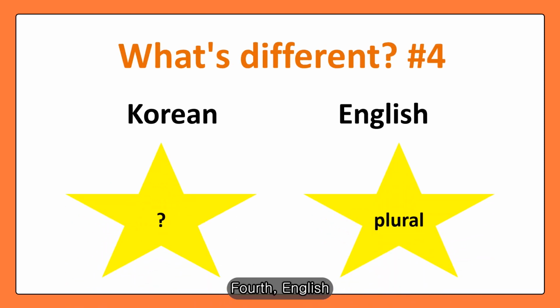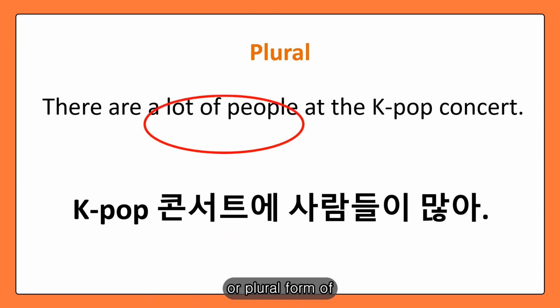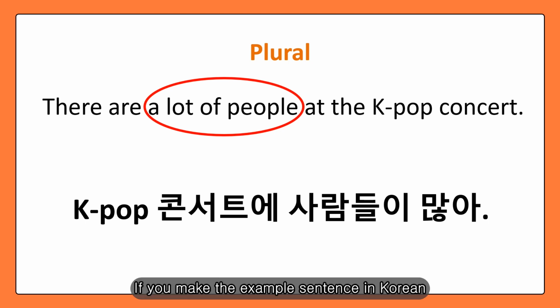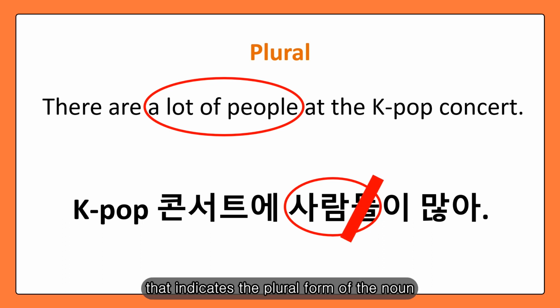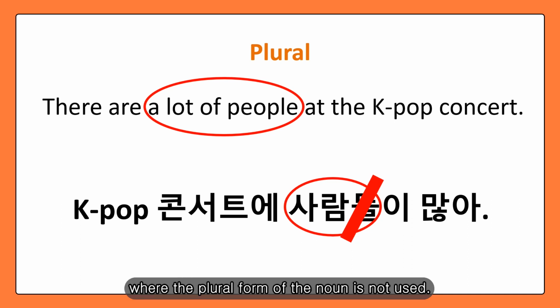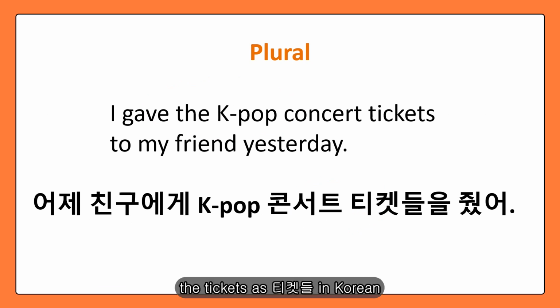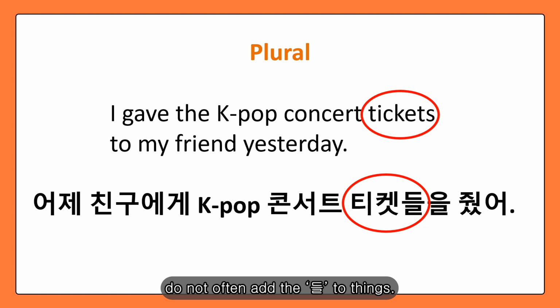First, English strictly distinguishes between singular and plural concepts. English requires the singular or plural form of a noun to be indicated, but Korean does not. If you make the example sentence in Korean, it makes sense to omit the 들 that indicates the plural form of the noun. In fact, there are more cases where the plural form of the noun is not used. In this case, it's awkward to express the tickets as 티켓들 in Korean. You can say how many tickets there are, but Koreans especially do not often add the 들 to things.